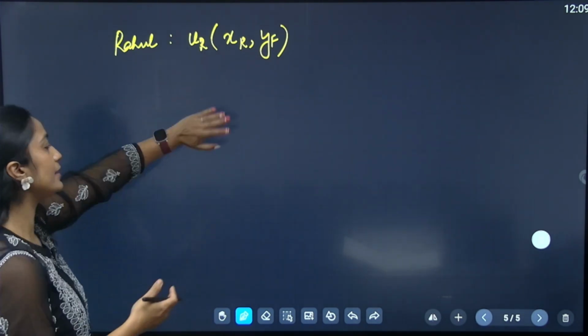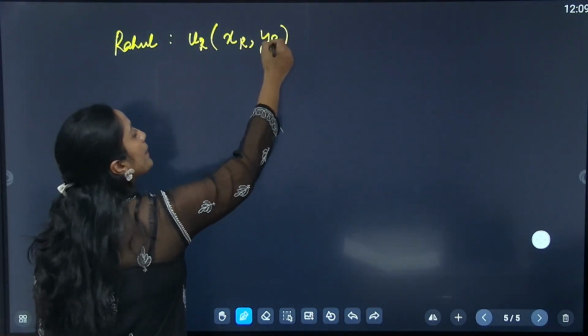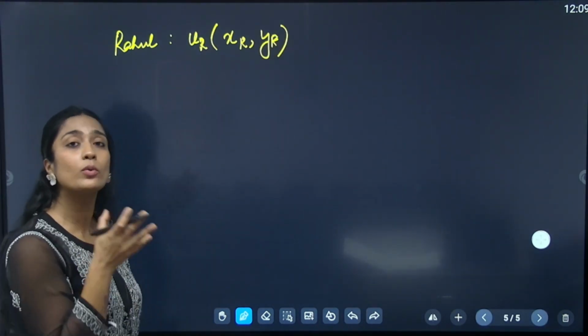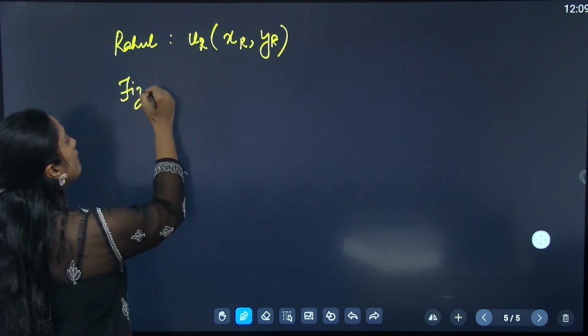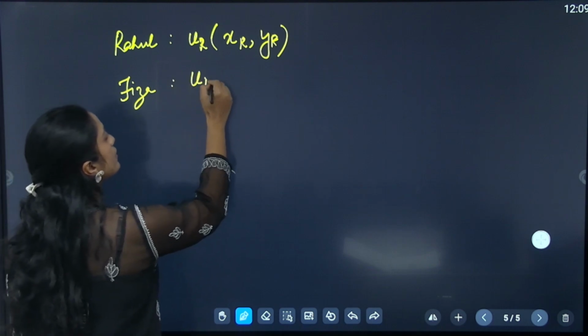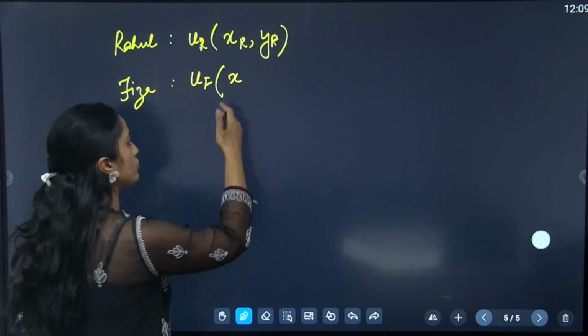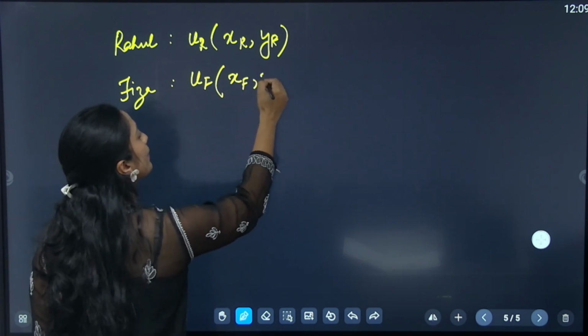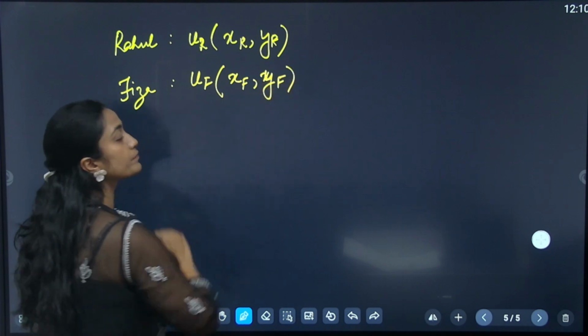Okay, so whatever be the value of XR and YR, that will be the only determinants of the utility of Rahul. Similarly for Fiza. Okay, so it will not have as arguments the bundle of the other consumer. So whatever bundle you have, that itself determines your utility.